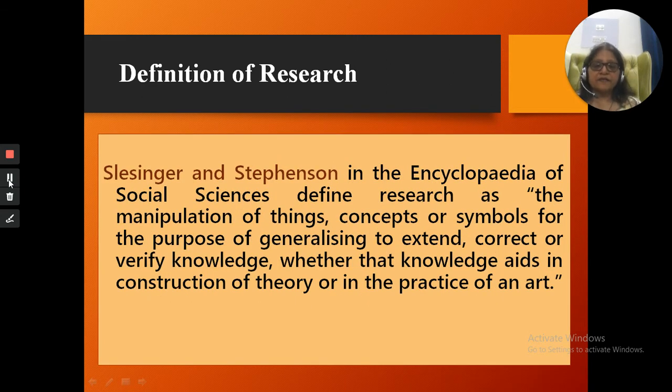Then Slesinger and Stephenson, in the Encyclopedia of Social Sciences, define research as the manipulation of things, concepts, or symbols for the purpose of generalizing to extend, correct, or verify knowledge, whether that knowledge aids in the construction of theory or in the practice of an art. Again, you find that in this definition, there is verification of knowledge, and then generalization of knowledge, and then there is construction of some theory, or the practice of an art.